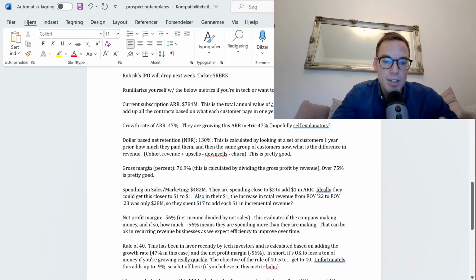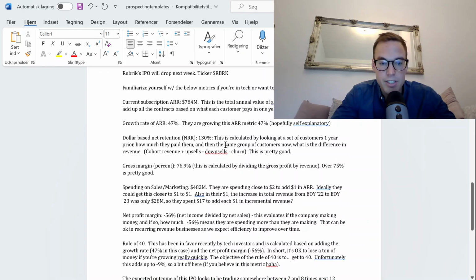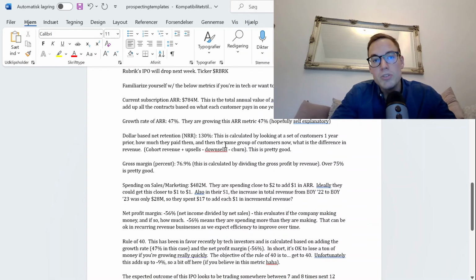So the formula here, for those of you who are listening in, I'll read all these important points. I think this is the most important from the filings. We have cohort revenue plus upsell, and this we will take minus downsells and churn. And the dollar-based net retention here is quite good. This is a good number, 130%, all right? However, this is where the green flags end. And I have a theory on why they're doing the IPO now, and we will get to that as well.